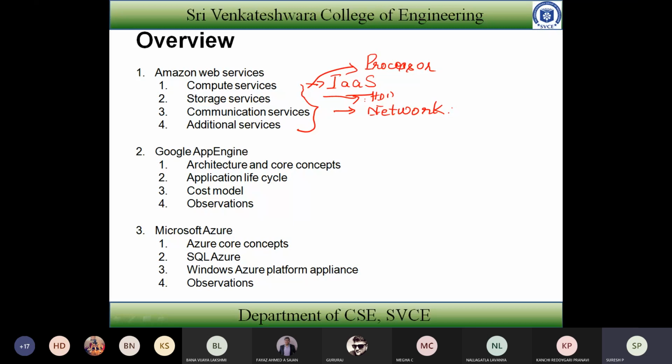Microsoft Azure is also one of the platform as a service offerings from Microsoft. In this topic we are going to discuss the core concepts of Azure, and what we mean by SQL Azure, and what type of service SQL Azure is going to provide. Next we are going to discuss Windows Azure Platform Appliance. That means we are going to develop the platform, and for that platform, what are the necessary requirements. Okay, so that we are going to discuss.